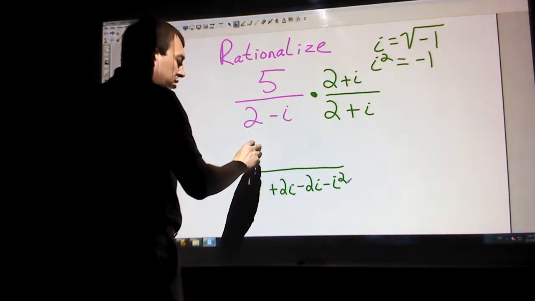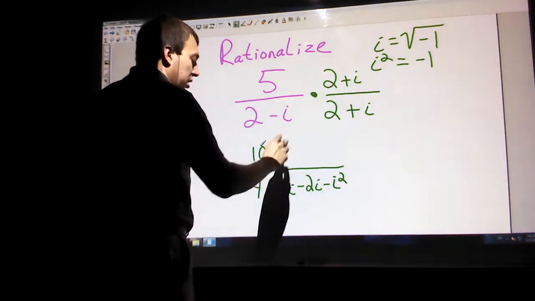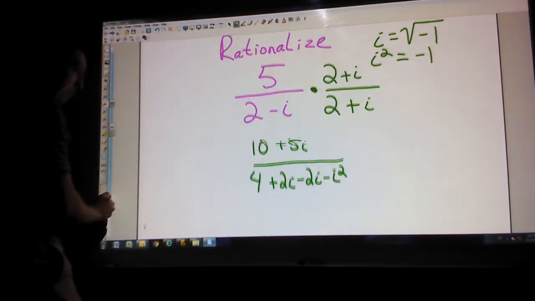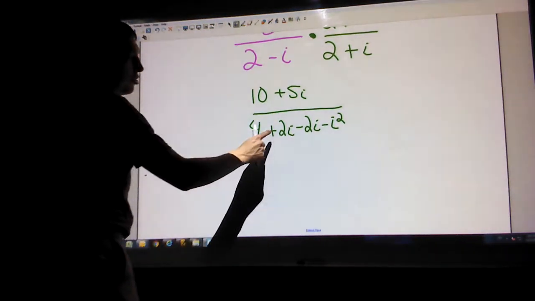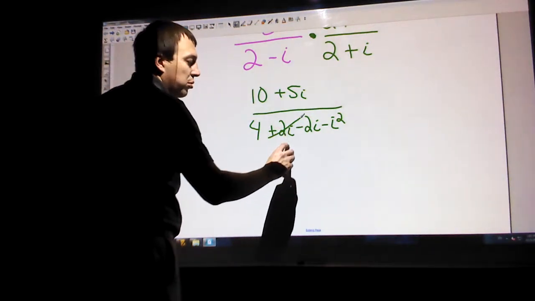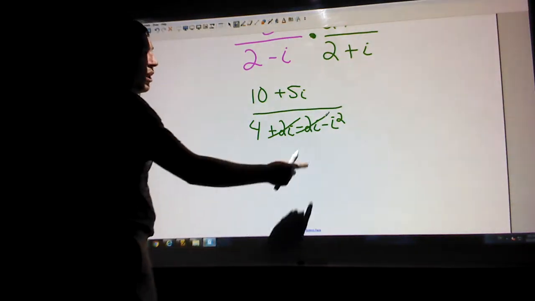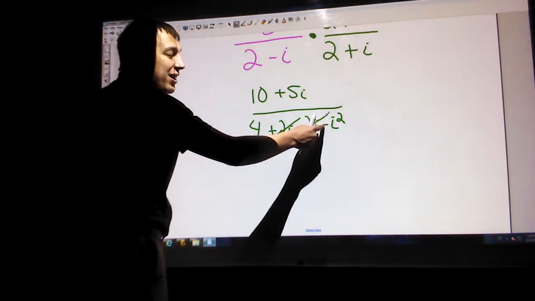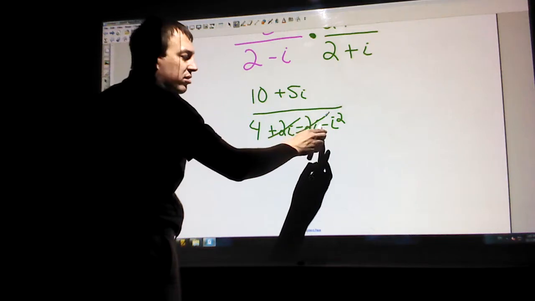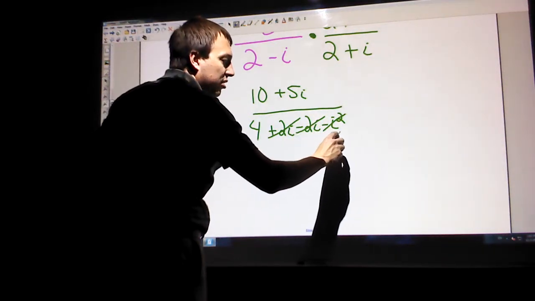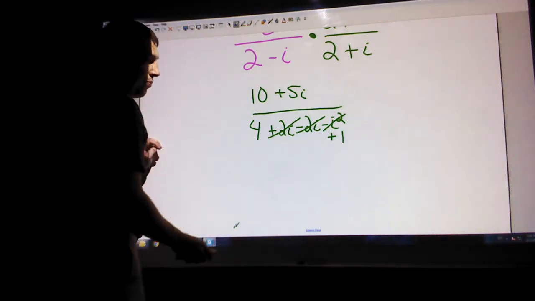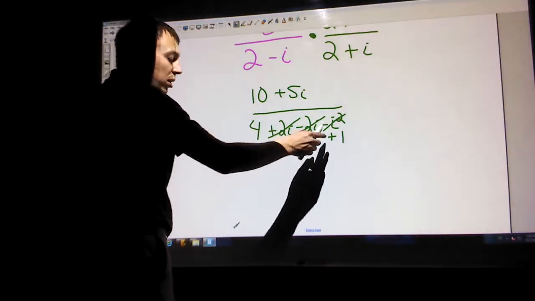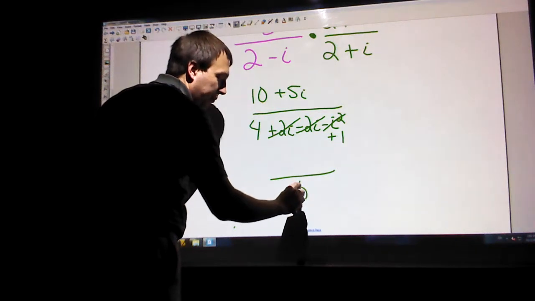Top, 5 times 2 is 10. 5 times i is 5i. Now I need to simplify. The 2i's cancel. Positive 2i, negative 2i. i squared is -1, but negative -1 is +1, so this should actually give me a +1. So that is 4 plus 1, or 5.